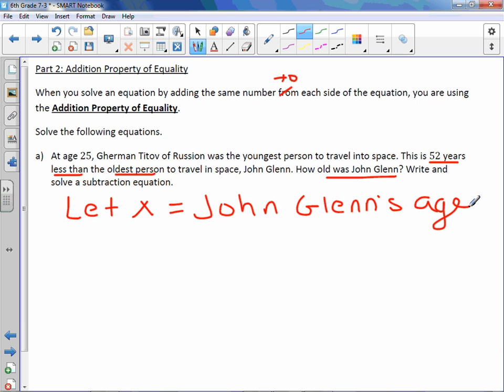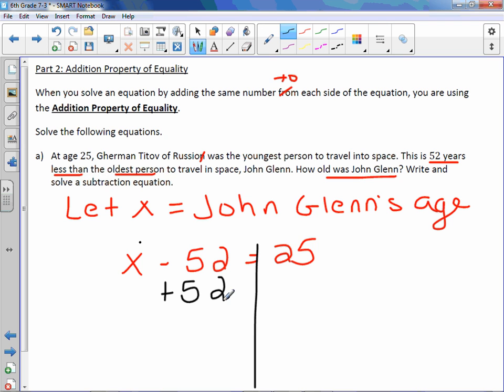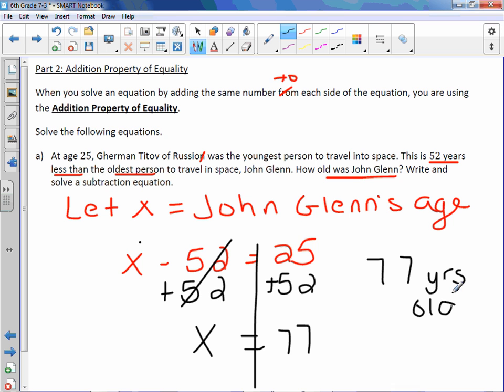German Titov of Russia was the youngest person, and it's 52 years less than the oldest person. So the oldest person minus 52 years represents German Titov, and he was 25 years old, which gives us our equation. Now let's solve it. My variable is on the left. I need to get rid of minus 52, so I'm going to add 52 to both sides. And I have x equals 77. So he was 77 years old.